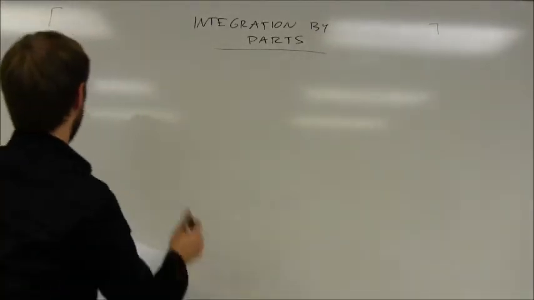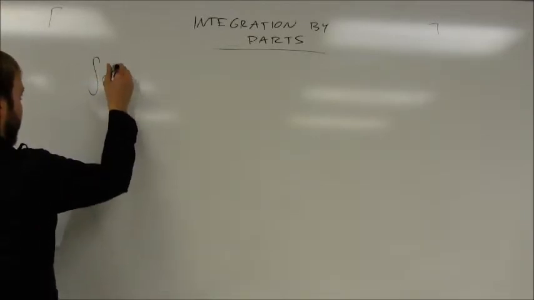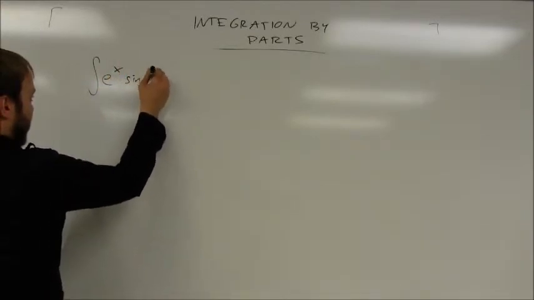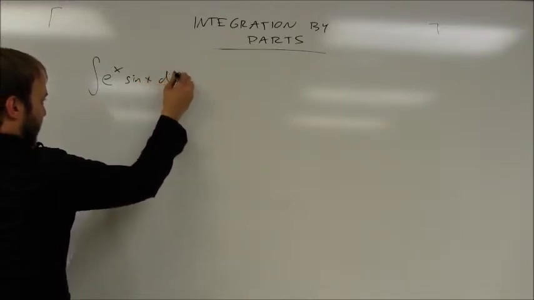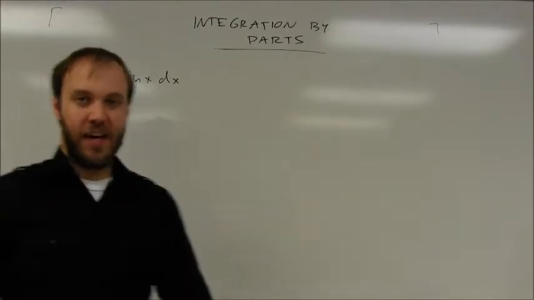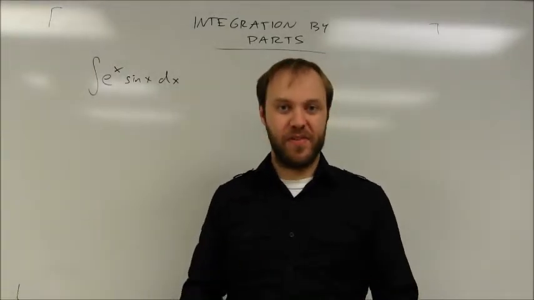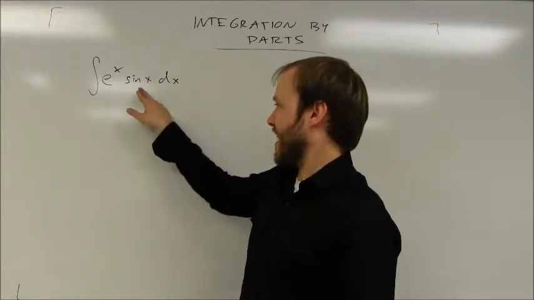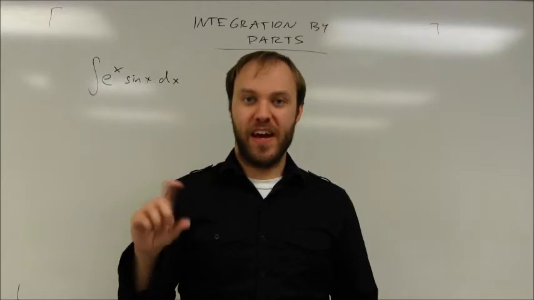I'm just going to go ahead and tell you what's going to happen here. I have the integral of e to the x sine of x dx. If you actually go through this whole thing, what you're going to end up finding is that e to the x is its own derivative or its own integral. Sine of x, basically you're going to alternate back and forth between sines and cosines.